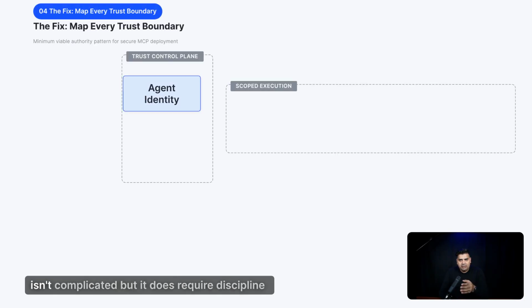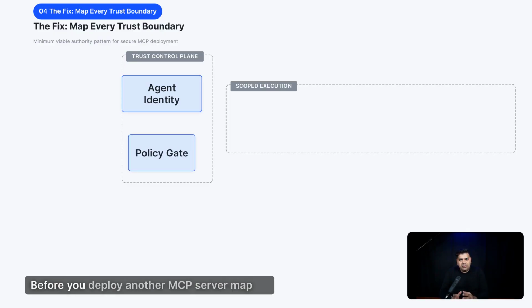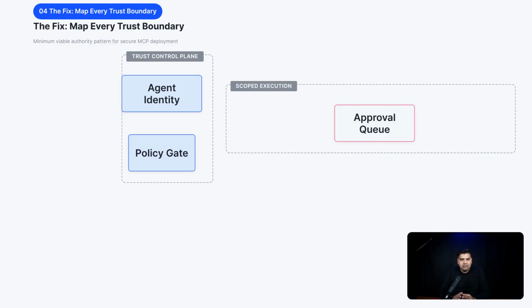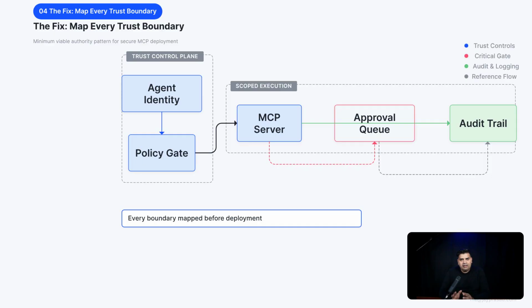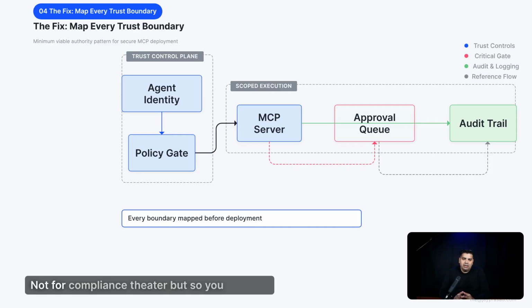The fix isn't complicated, but it does require discipline. Before you deploy another MCP server, map every trust boundary it creates. Define the identity the agent operates under. Scope every tool to the minimum viable permission set. Gate destructive actions behind human approval, and log everything the agent reads and writes. Not for compliance theater, but so you have an audit trail that actually means something when things go sideways.